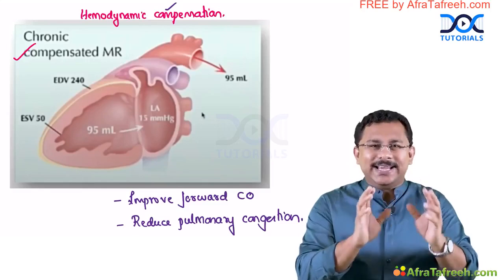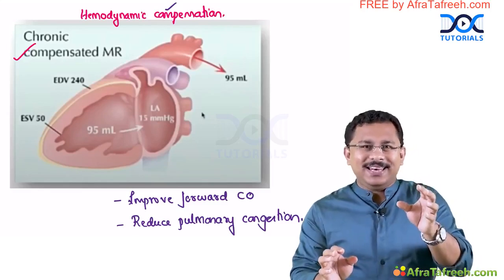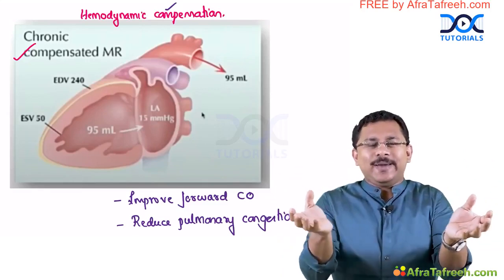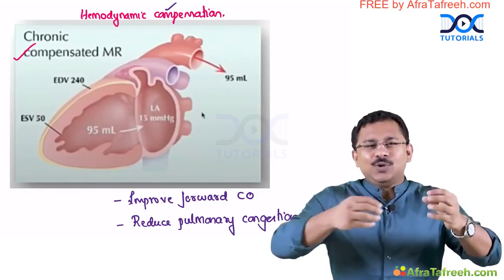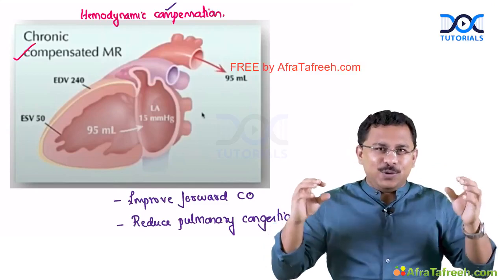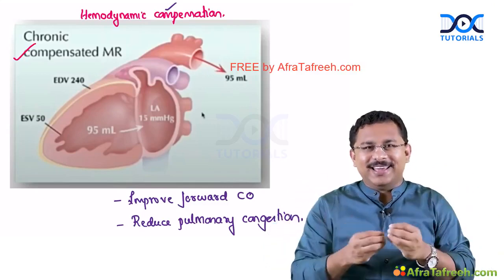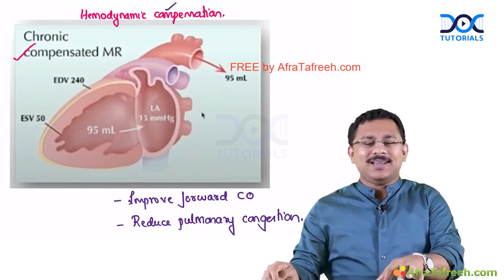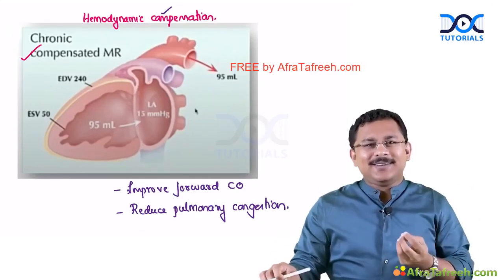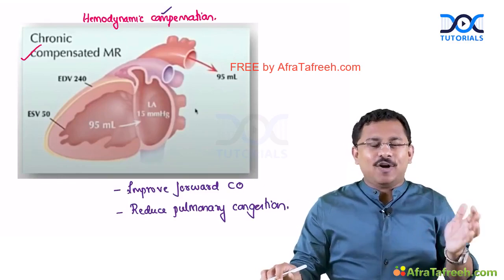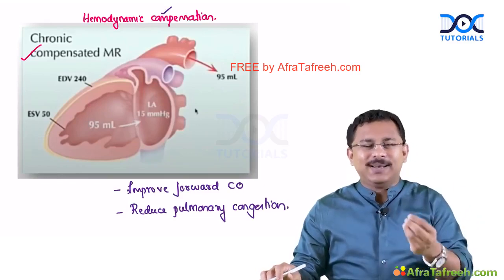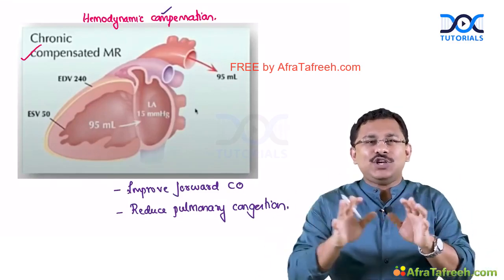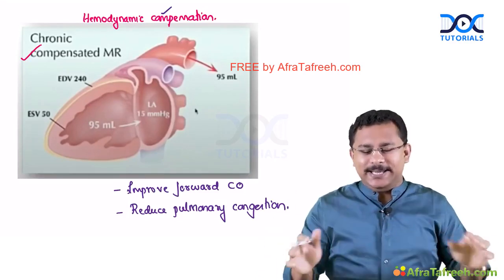The major change when it evolves from a stage of acute MR to a chronic MR is basically the evolution of the LV, or the left ventricle, in response to the hemodynamic changes. So what I'm trying to tell you is that there is an enlargement of the left ventricle that happens during this phase so that the patient goes into a hemodynamic steady state.